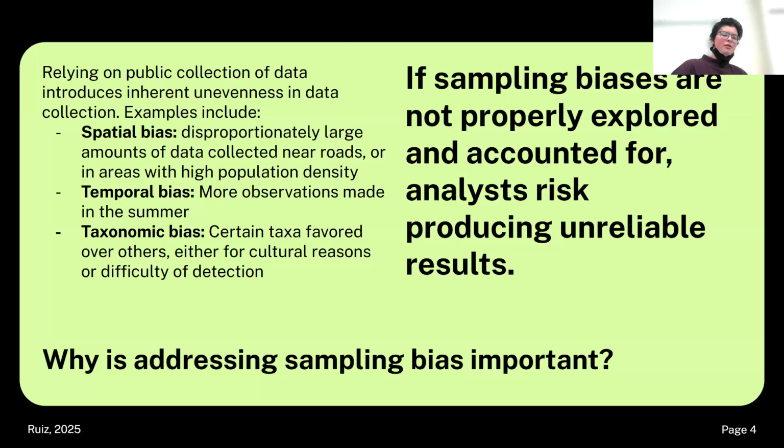And a taxonomic bias. If there are certain plants or animals that are either really easy to identify or have a kind of cultural importance, there may be more observations made for these taxa over others that are maybe more difficult to detect, harder to find, or don't have the same cultural importance. And so if you are conducting research that involves using citizen science data, and you're not addressing these sampling biases, you risk producing unreliable results. And we'll see some very real examples of this. So we're going over a very simple method of how to address this in this workshop.